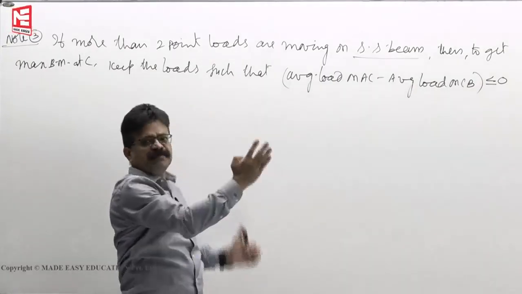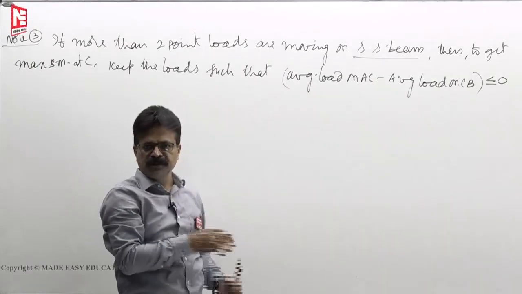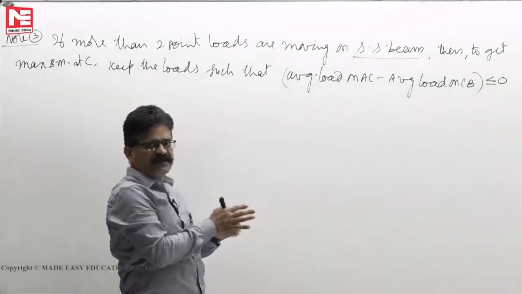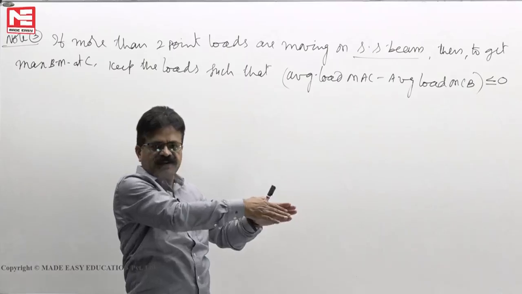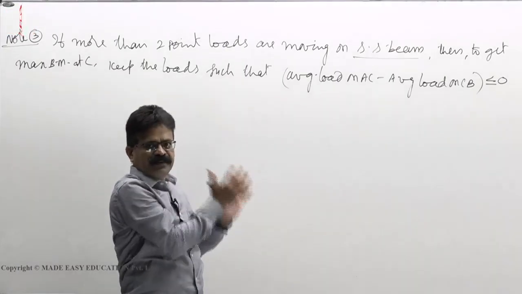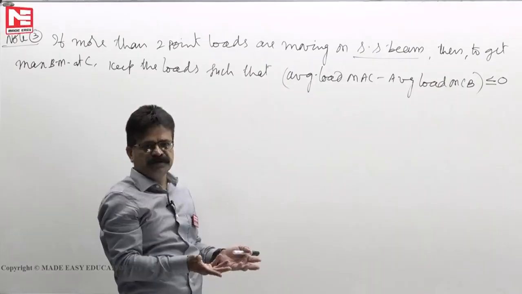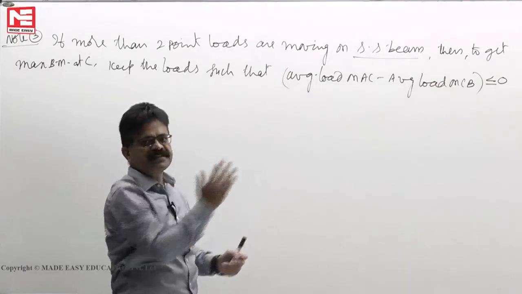Means you have a span say 10 meters. Then at any point C we want to find maximum bending moment. Assume that 4 wheel loads are moving. One by one, once loads enter the bridge, all the loads will be on one span AC. Then average load on AC is maximum. Then average load on CB is 0 because loads are yet to cross section C.